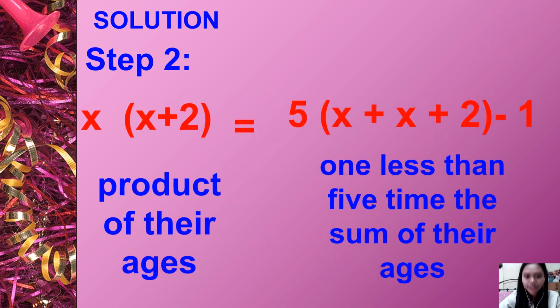another translations, ang sabi din doon sa problem, since yung product ng age nila ay equal daw sa, ito, 1 less than 5 times the sum of their ages. So, ito yung product ng kanilang age, at ito po yung translation ng phrase na to, 1 less than 5 times the sum of their ages. So, itong nasa loob na to, yan yung sum ng kanilang age. So, we can now proceed to step number 3.